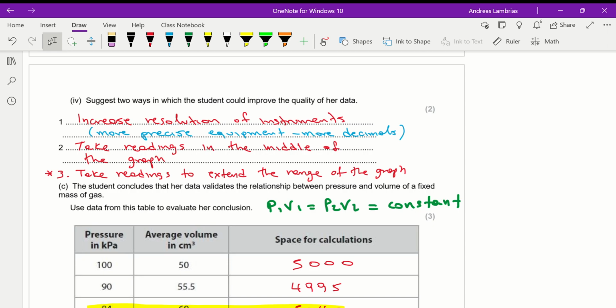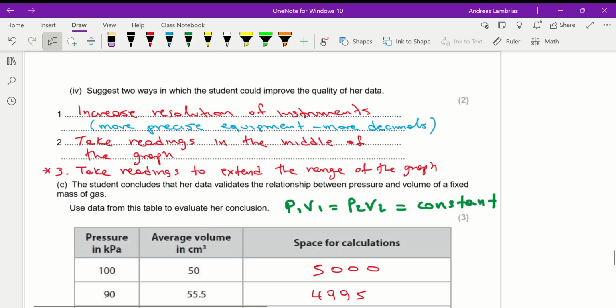The next question is to suggest 2 ways that we can improve the quality of the data that we have collected. A few possible options for this is to increase the resolution of the instrument. Now, the resolution of the instrument is the smallest thing the instrument can measure. So if we use equipment that is more precise, that gives us measurements with more decimals, that will give us more accurate results, and therefore it improves the quality of the data.